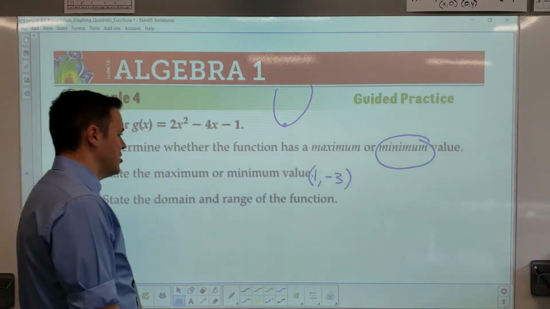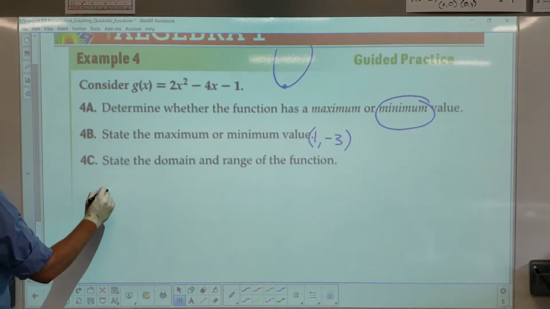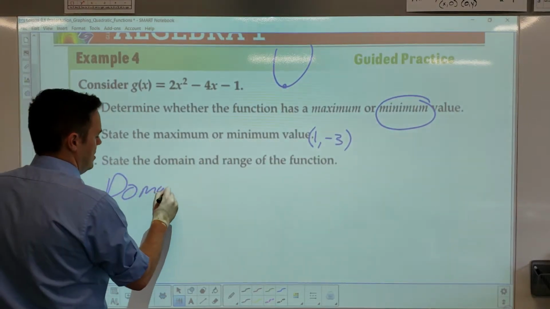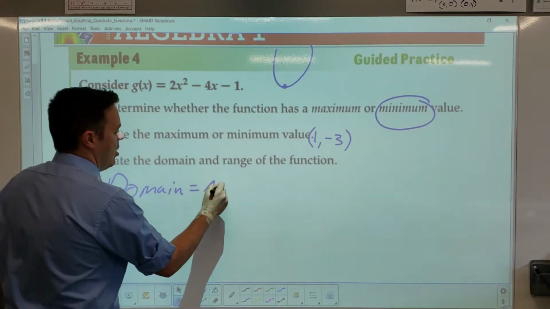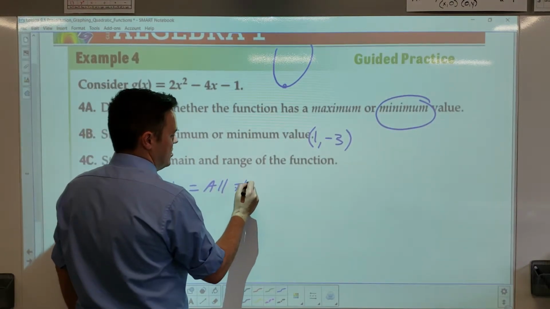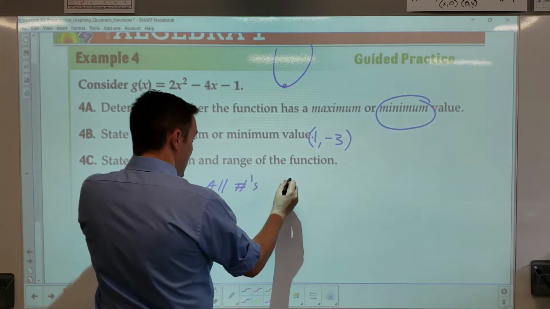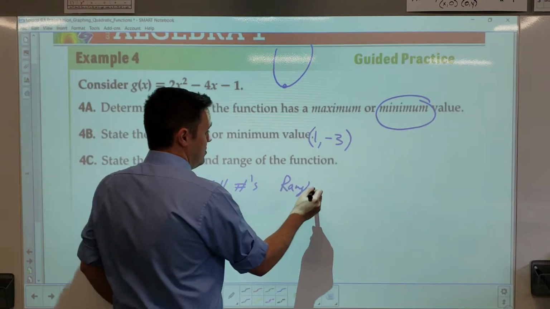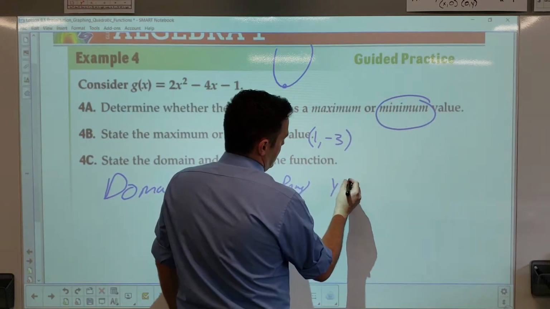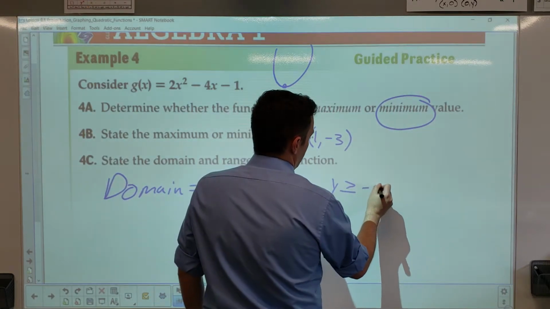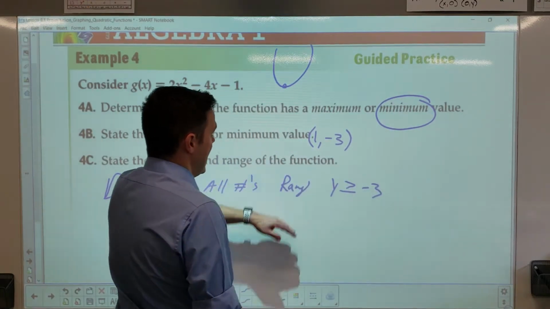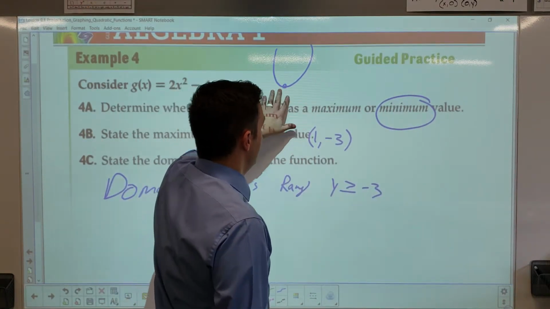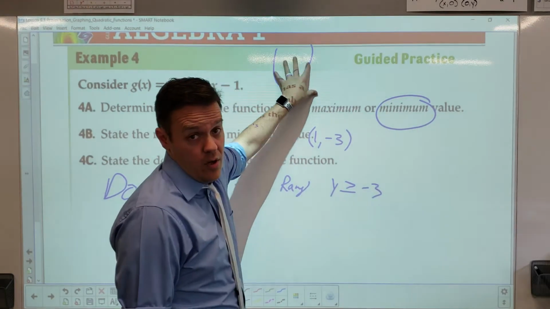Okay, and then state the domain and range of the function. Domain is all real numbers, so I'm just going to do this. Okay, and the range is going to be y is greater than or equal to -3, because since it has a minimum, that means everything is going to be greater than or equal to above it.